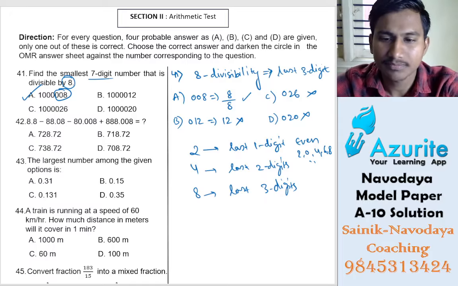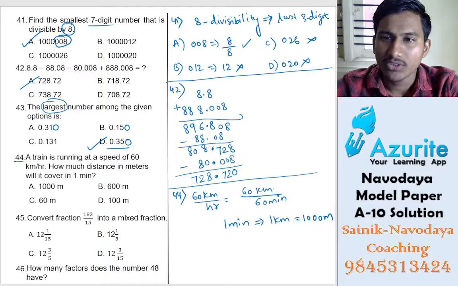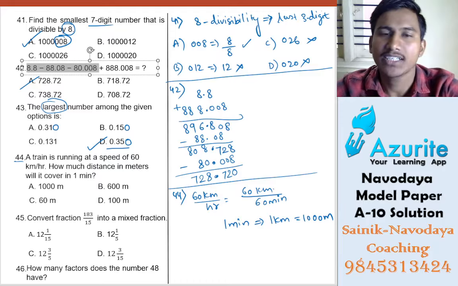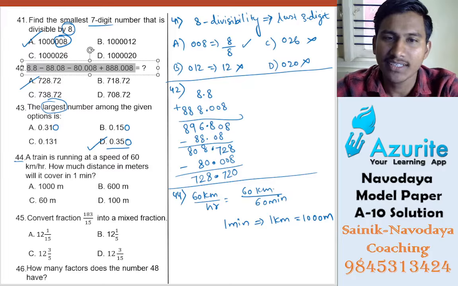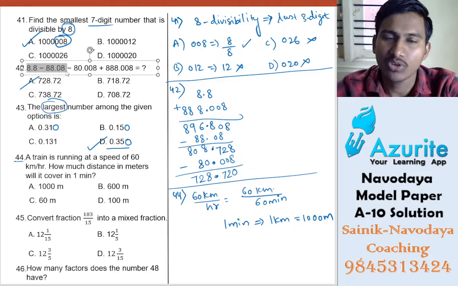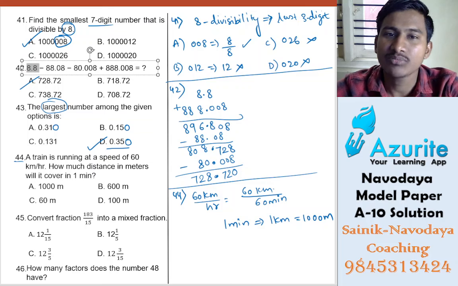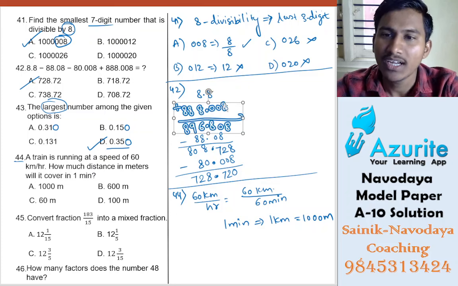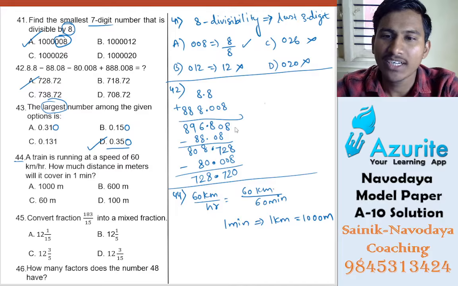Understand? So see students, 42 question, right? It is very easy. So what we have to do? 8.8 minus 88.08 minus 80.008 plus 888.008. So here 8.8 and 88.08 we cannot directly minus because it is smaller. So first you add it. 8.8 plus 888.008. So first you should add it here. So if you add, you will get 896.